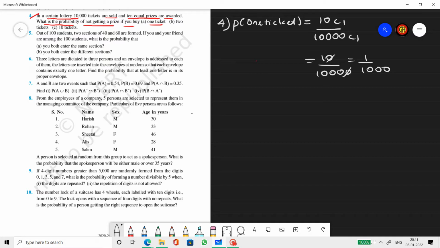Second case, we buy two tickets. Sorry, the first case is getting the prize, whereas here we want the probability of not getting the prize. So 1 minus of that. So 1 minus 1 by 1000, which is 999 by 1000. So that is the probability of not getting the prize.